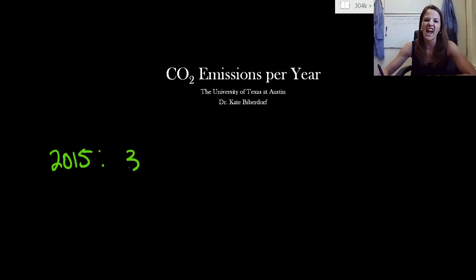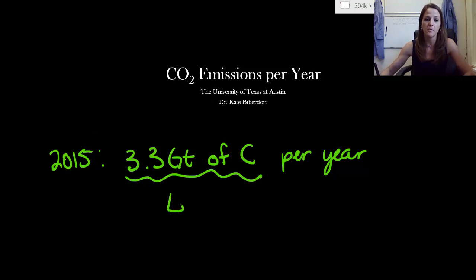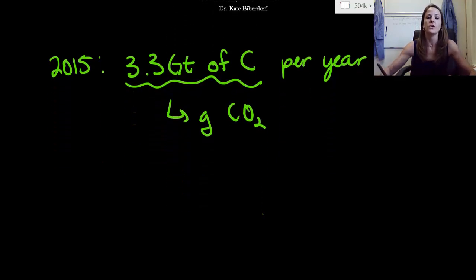We think that on average there are about 3.3 gigatons of carbon released into our atmosphere per year. So we're going to say in this year 2015, 3.3 gigatons of carbon are released. So what we want to do now is convert that number to grams of carbon dioxide, to put that into more useful terms, essentially. So we need to start off with a conversion factor, because otherwise how are we going to do this? So 1 gigaton is equal to 1 times 10 to the 15 grams, okay?